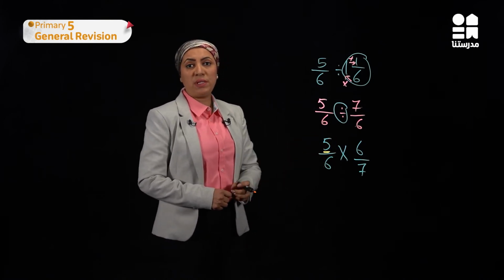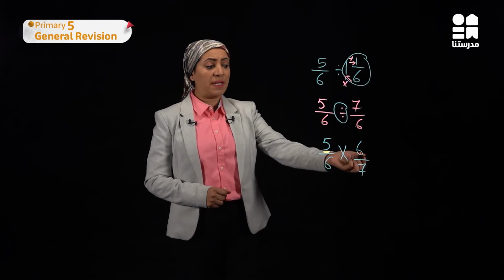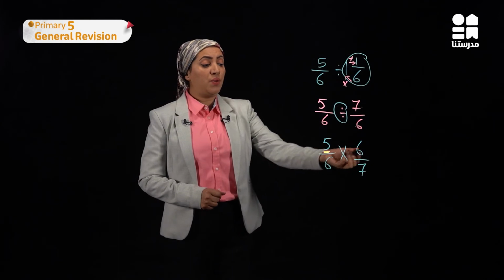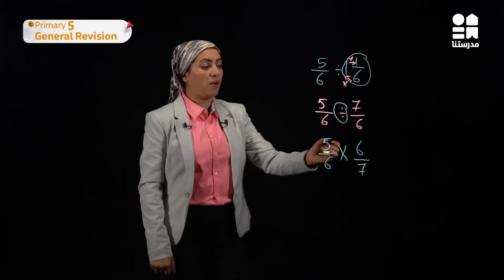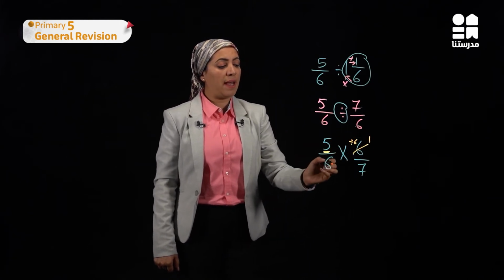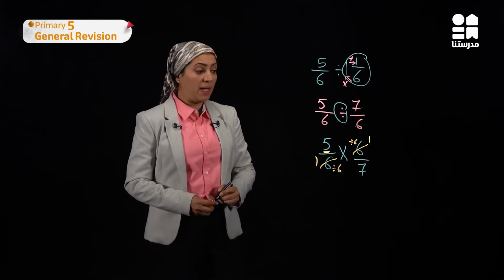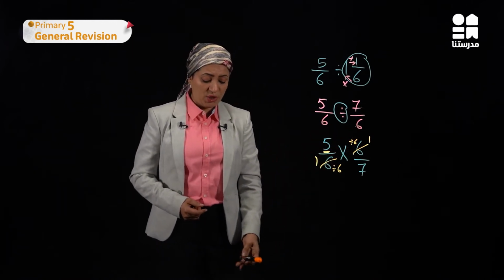Now I'll move to the second numerator, which is the 6. And I'll check the second numerator and the first denominator. Okay. Do they have anything in common? Yes. Both of them are in the table of 6. So divided by 6, it will be 1. And divided by 6, it will also be 1. Okay. Now, do I have anything else in the numerators to change?